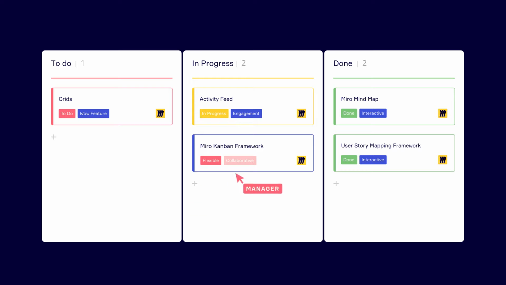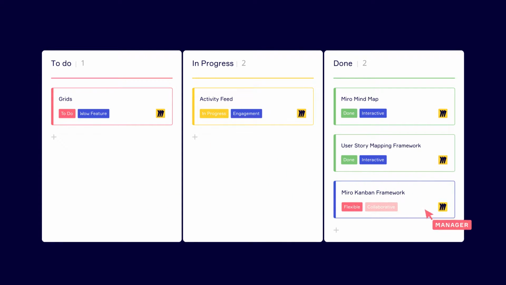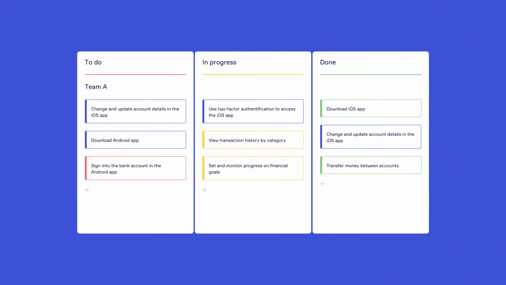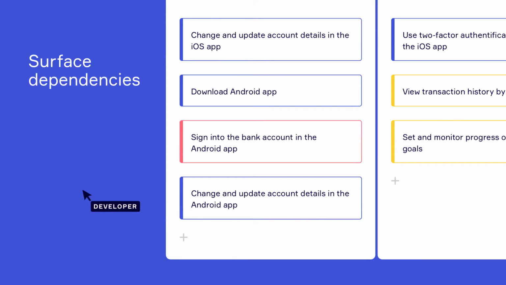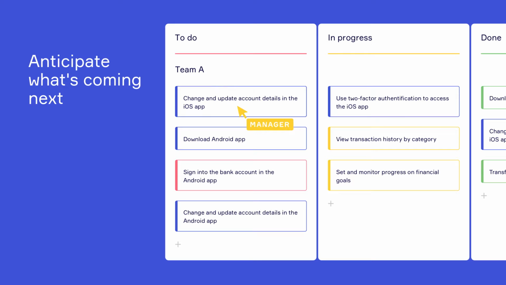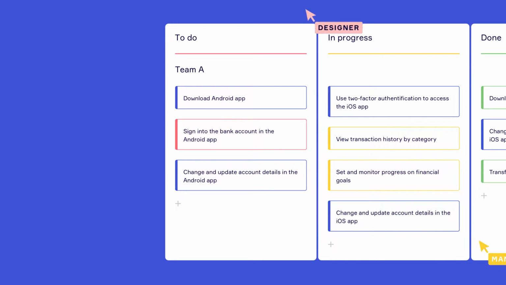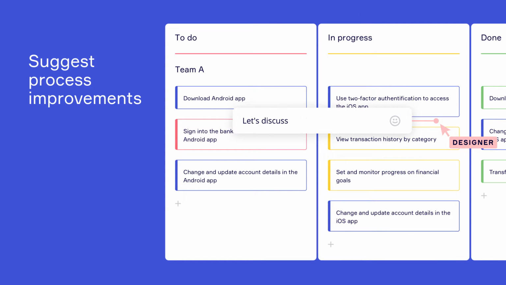We created Miro Kanban framework so you can get more done as a team. Create a single source of truth where everyone can align around the same goal, surface dependencies, anticipate what's coming next, and suggest process improvements.